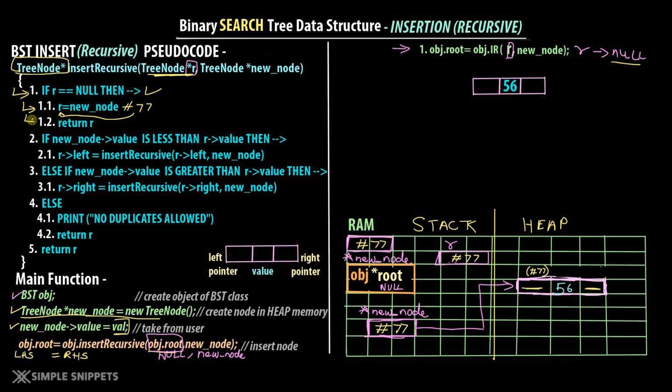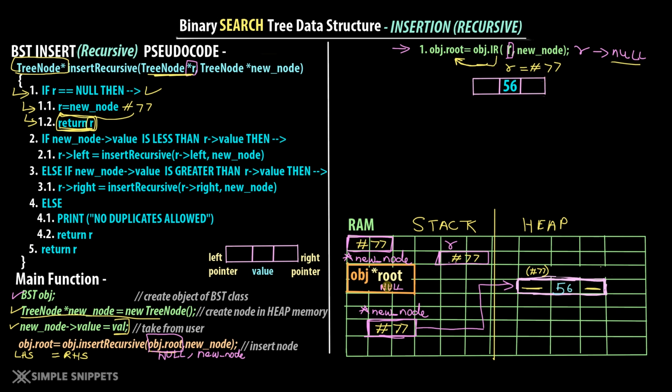Okay. Now after this we have 1.2, we will say return R. So when we say return R, this function will stop working because a return statement will basically come outside the function. R has #77, so from this function, R with the value of #77 will now be returned, and since obj.r is on the RHS, it will be returned to the LHS. What is there on the LHS to catch that value? We have obj.root. So obj.root was null, but now R has been returned with the value of #77, so this root will now have #77.